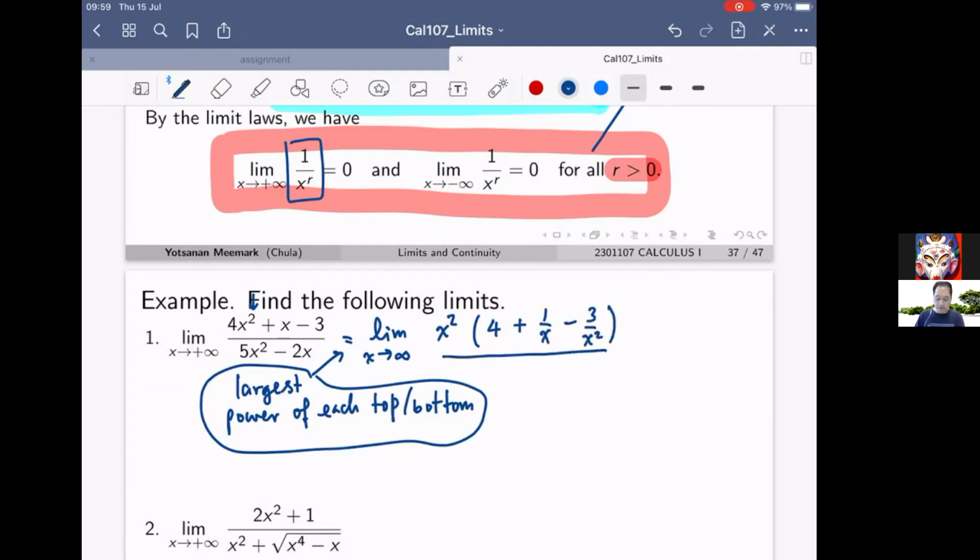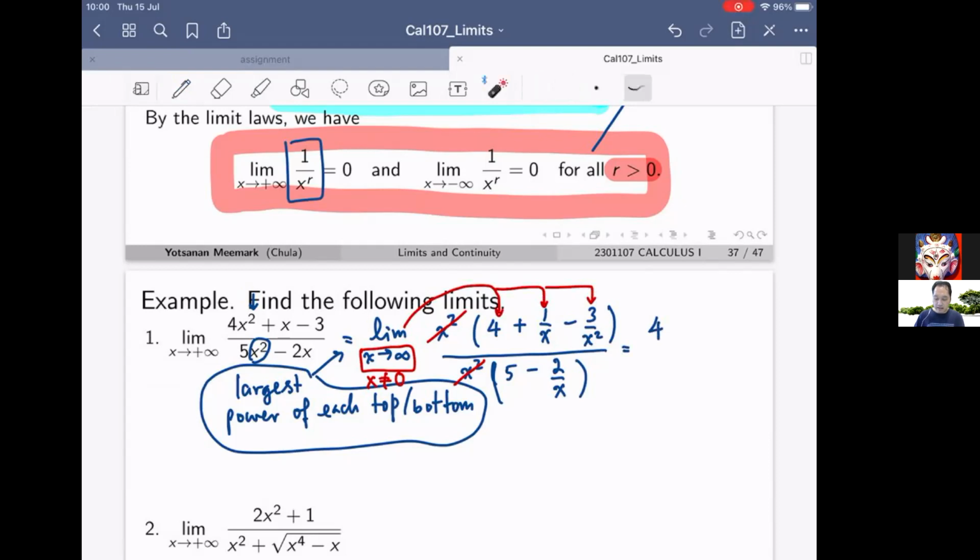And on the bottom, we also have x squared as the highest power, right? So we get 5 minus 2 over x. And then because your x is pretty large, it means that your x can never be 0, right? It is a large number. So it means that your x squared can be cancelled out. Now the limit can be applied to each one of them. For the 4, you just have 4, because it's the limit of a constant.